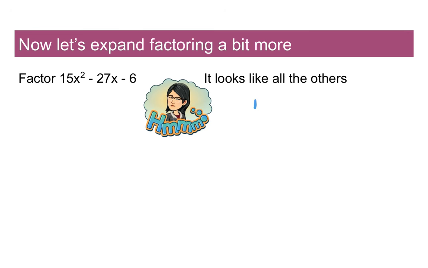I have 15x squared minus 27x minus 6. And for something like this, before I begin, I'm going to look to see, is there a greatest common factor before I start? So I can spot a greatest common factor of 3. So let's go ahead and use that. I'm left with the 3 being factored out, and I have 5x squared minus 9x minus 2.